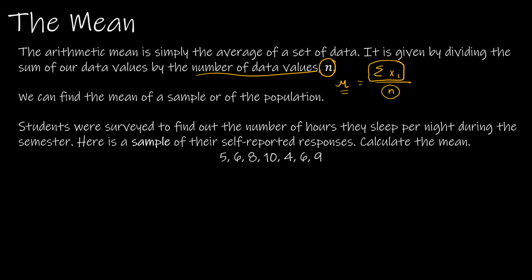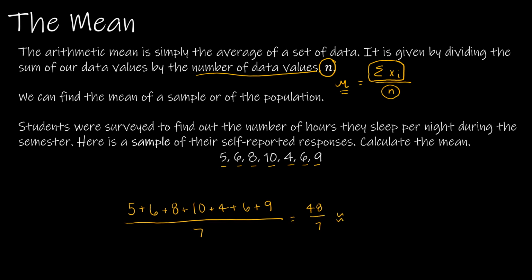So let's take a look at how we would do this. If I add 5, 6, 8, 10, 4, 6, and 9, and divide it by 1, 2, 3, 4, 5, 6, 7, that's going to give me 48 divided by 7.